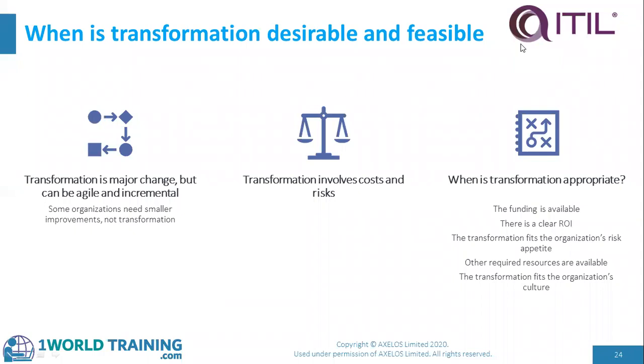Let us continue. When is transformation desirable and feasible? Transformation is a major change, but can be agile and incremental. Some organizations need smaller improvements, not transformation, because transformation involves costs and risks. When is transformation appropriate or okay to do? When the funding is available, when there is a clear return on investment, when the transformation fits the organization's risk appetite, because transformations are risky and involve money, when other resources are available for the transformation, and when the transformation fits the organization's culture. These are the various situations where transformation can be done.